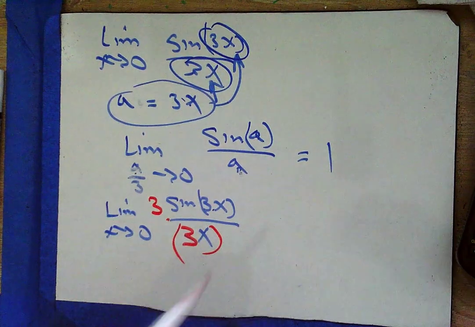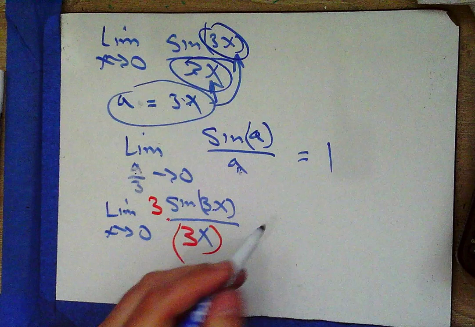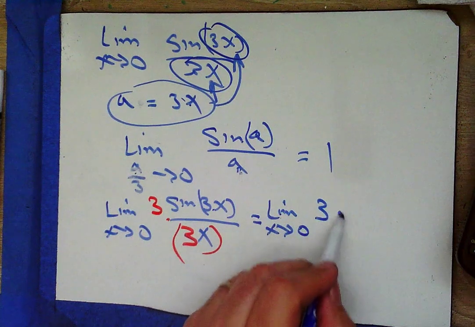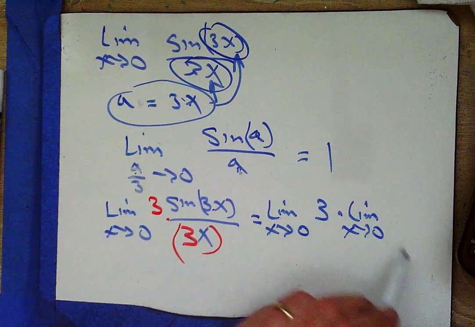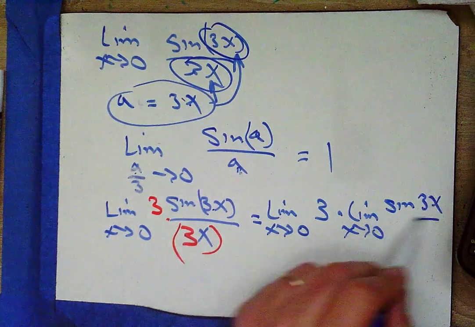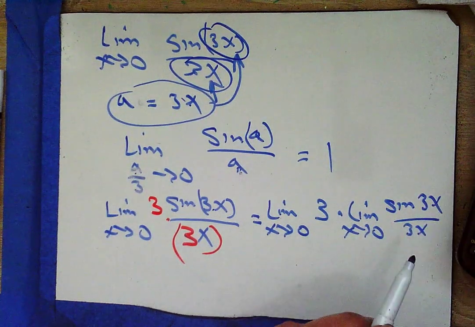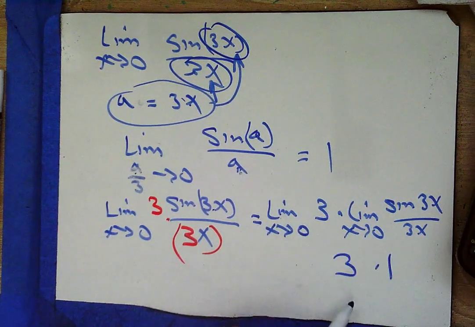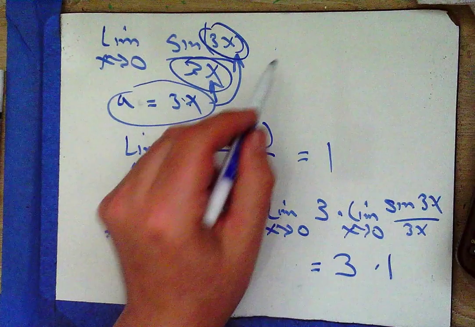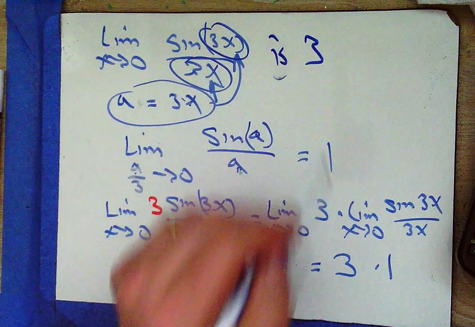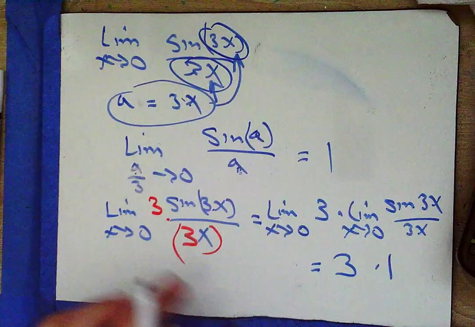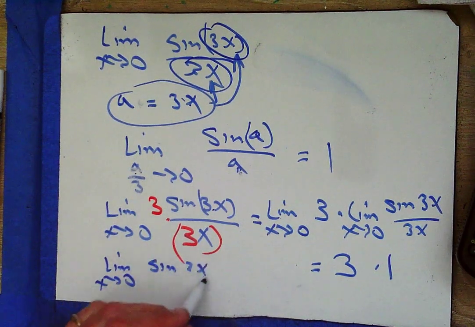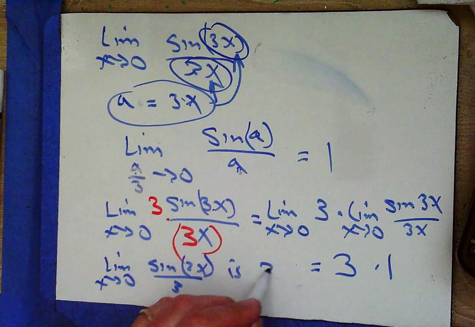Well, now I can split this up into two limits. I can say that this is the limit as x approaches 0 of 3 times the limit as x approaches 0 of sine 3x over 3x. We know this limit is equal to 1, and we know that the limit of a constant is the constant. So this limit is 3. The limit as x approaches 0 of sine 3x over x is 3. Okay.